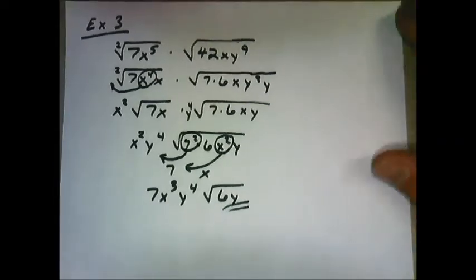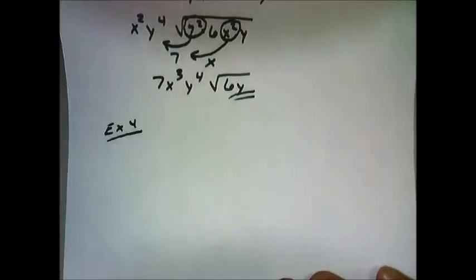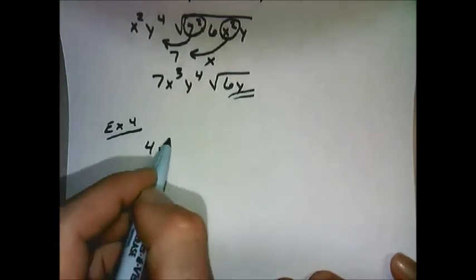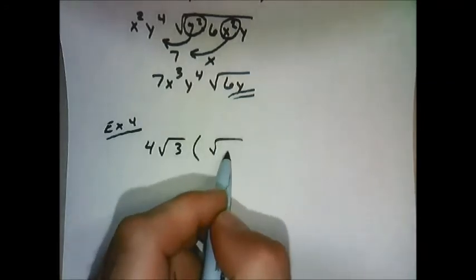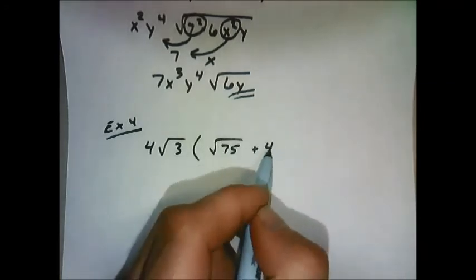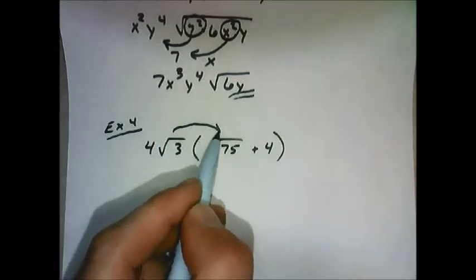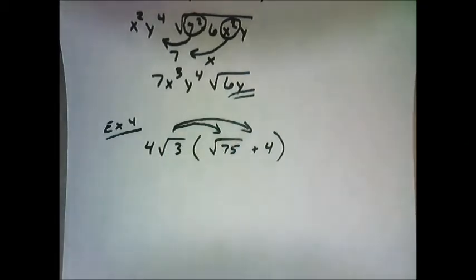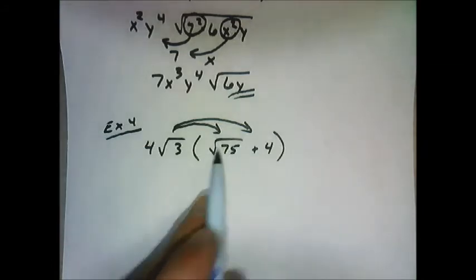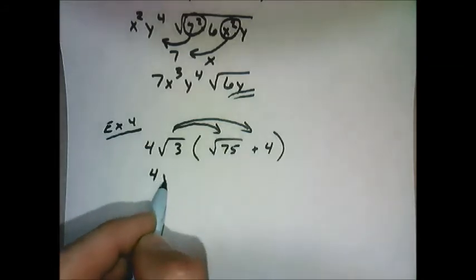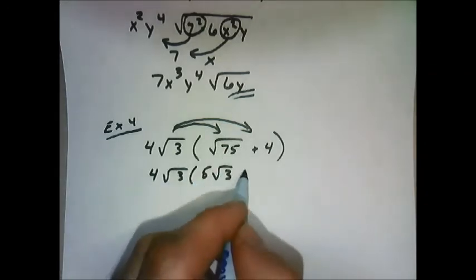Now let's go ahead and look at a little more complicated example where we're going to multiply 4 radical 3 by a binomial. So if I take the square root of 75 plus 4. If I were to multiply this together, I would distribute my 4 radical 3 into my quantity. Before I do that, I probably want to go ahead and clean up the square root of 75. I know that the square root of 75 is 5 square roots of 3.